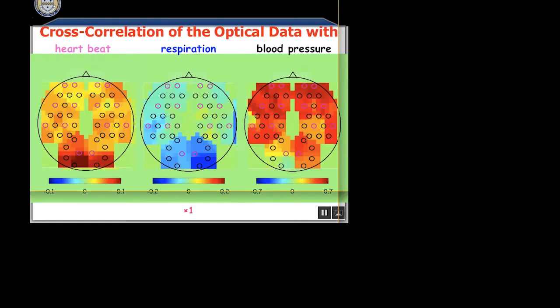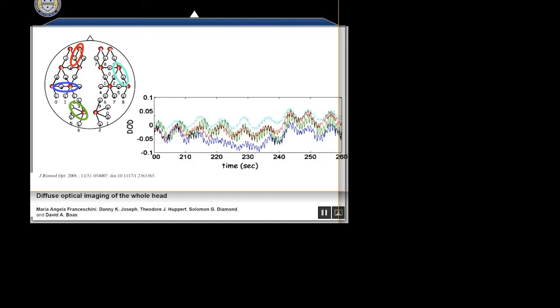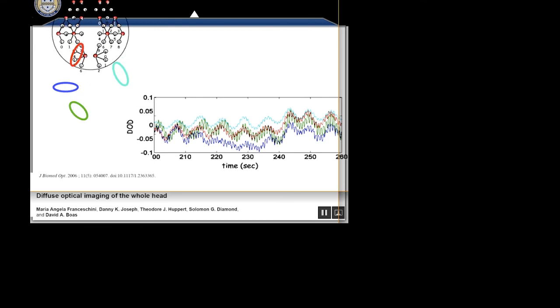Actually, I'm going to come back to that one too, because that's kind of a hybrid between the two. Anyway, this is again that same image from the whole head Mariangela paper, where she looked at the spatial structure of heartbeat, respiratory, and blood pressure. I'm sorry, this was supposed to animate, but the heartbeat is going like this, whereas respiratory and blood pressure are starting in the back of the head and kind of rolling forward as a time course.